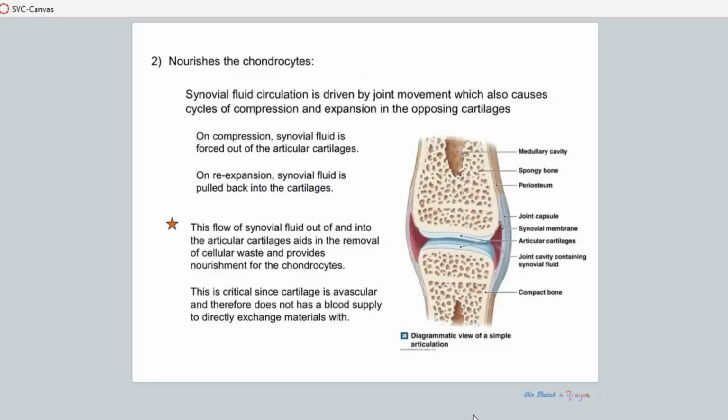Now this is pretty cool. Another thing that the synovial fluid does is it nourishes the chondrocytes. So here we have articular cartilage with our chondrocytes in it that are maintaining the health of the cartilage there. And what do you guys remember about cartilage?